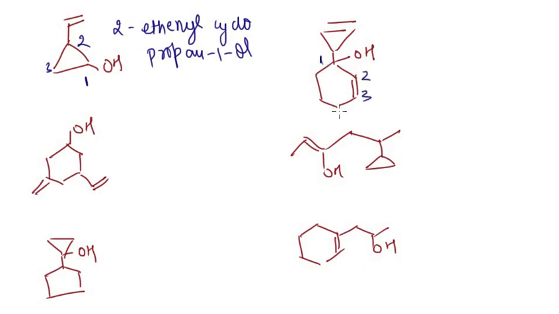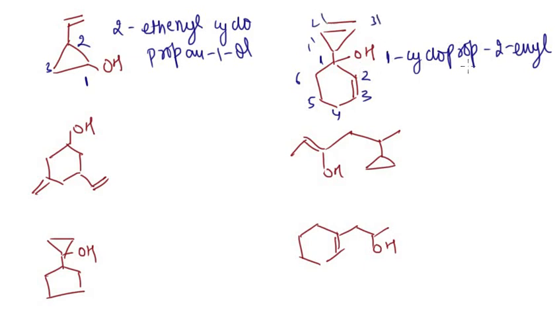1, 2, 3, 4, 5, 6. 1-cycloprop-2-enyl, 1-2-3. 1-cycloprop-2-enyl. Cyclohex-2-en-1-ol. Now in that particular case, how will we be naming it?